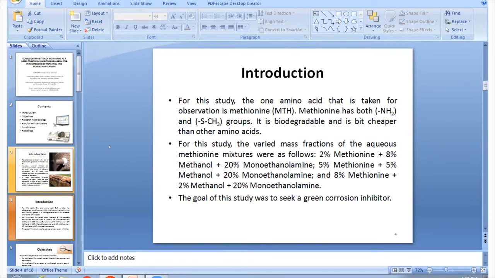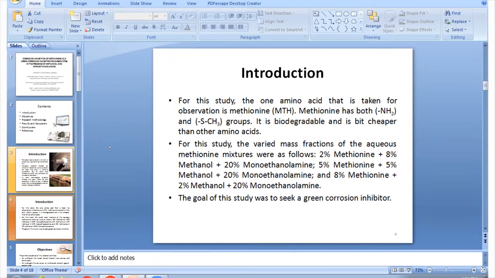For this study, the varied mass fractions of the aqueous methionine mixtures are as follows: the first mixture is 2% methionine, the second is 5% methionine, and the third is 8% methionine. The goal of this study was to seek a green corrosion inhibitor. This green corrosion inhibitor needs to be available commercially. In addition to that, it is economical for small scale industries. This inhibitor is able to prevent carbon steel corrosion in carbon dioxide absorption processes where amino acids are used.